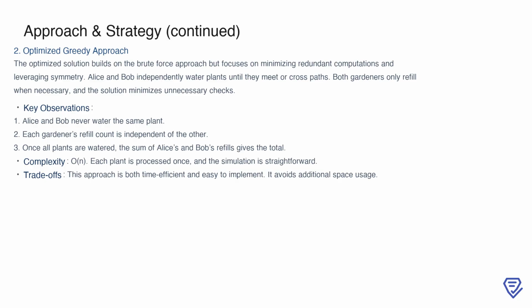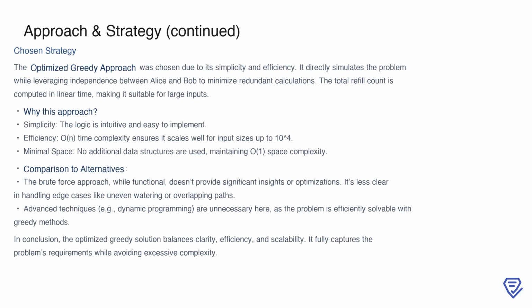The trade-off here is that this approach prioritizes simplicity and efficiency over exploring more complex strategies, but it is well suited for the problem's requirements. The optimized greedy approach was ultimately chosen because it offers the best balance between simplicity and efficiency. By directly simulating the problem and leveraging the independence between Alice and Bob, this method minimizes redundant calculations and computes the total refill count in linear time.